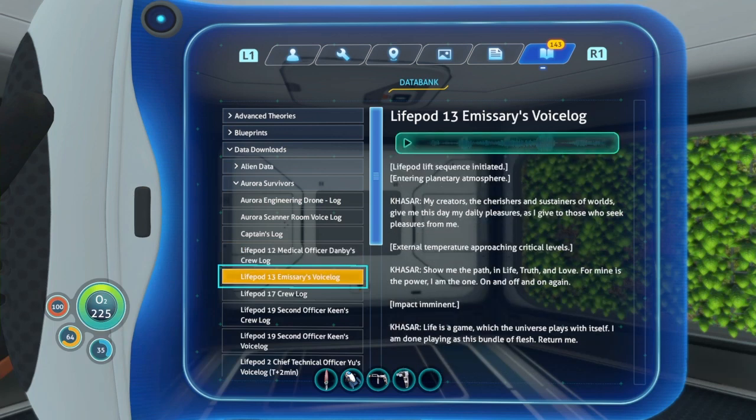Moving along, Lifepod 12 emissary voice log, found within Lifepod 13. Did I say 12?